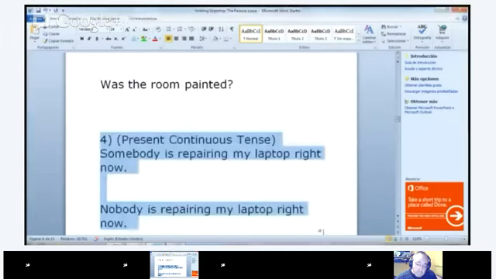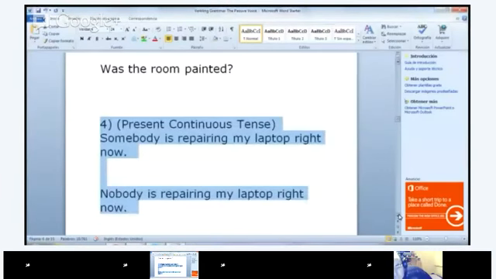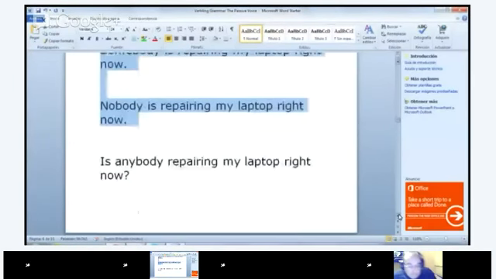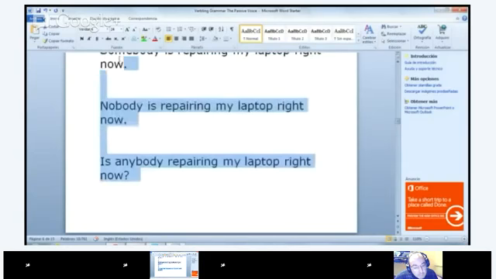Okay, I'm going to scroll down so that we can take a look at the other examples. Is anybody repairing my laptop right now? I thought as a native speaker that sounded good. That was maybe the best way to ask the question. Hey, is anybody repairing my laptop right now? Now, I'm going to copy and paste these ideas.